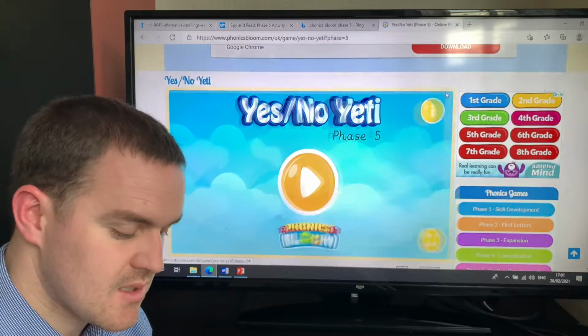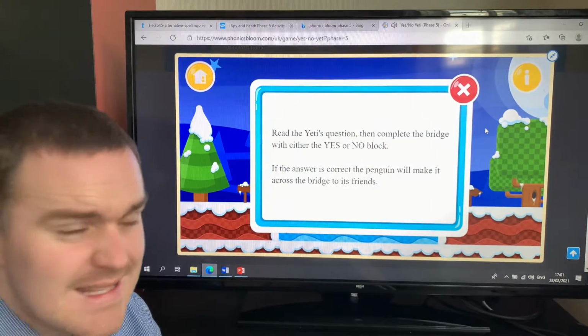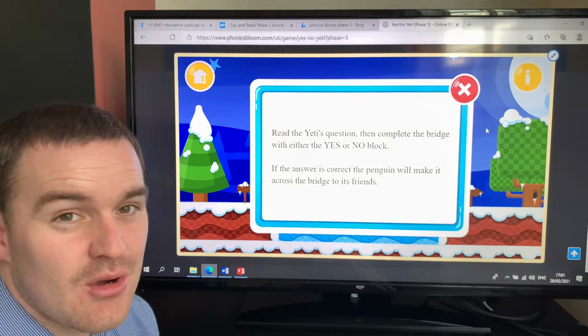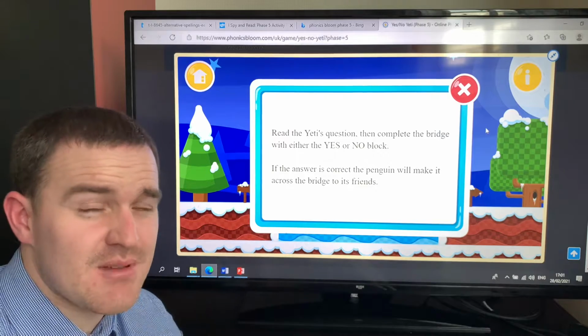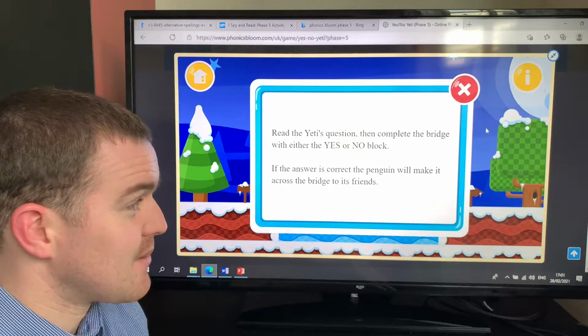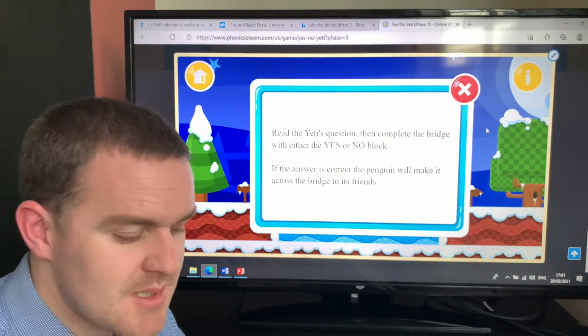Make that nice and big, actually. Okay. Read the Yeti's question, then complete the bridge with either yes or no. So there's a block that says yes or a block that says no. I think I've played this with you before with some of your reception sounds. If the answer is correct, the penguin will make it across the bridge. If it isn't, well, we'll see what happens.